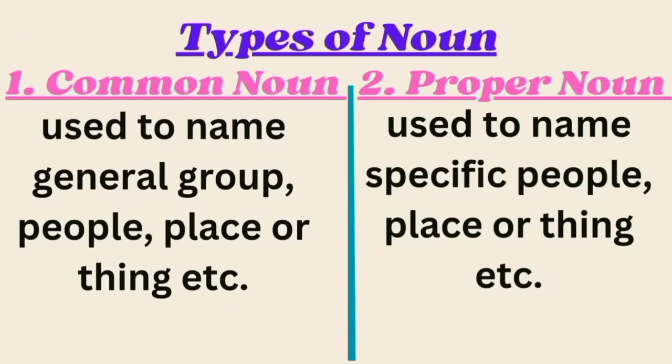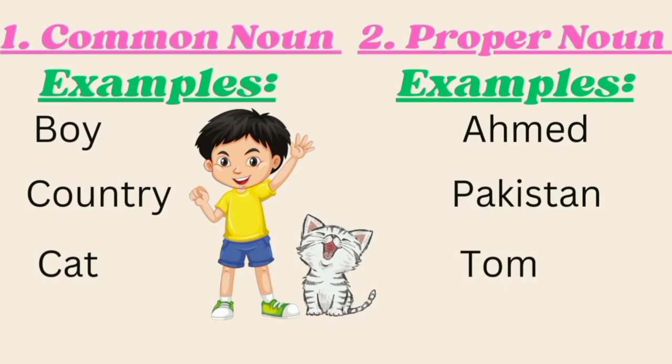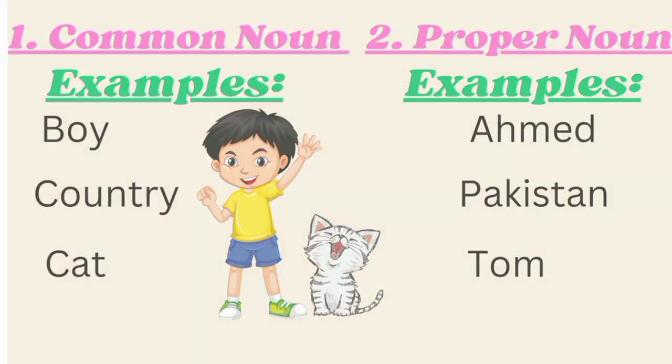Common noun examples: boy, country, cat. Proper noun examples: Ahmed, Pakistan, Tom.